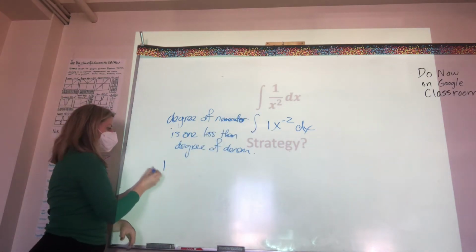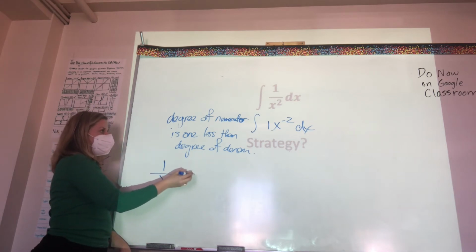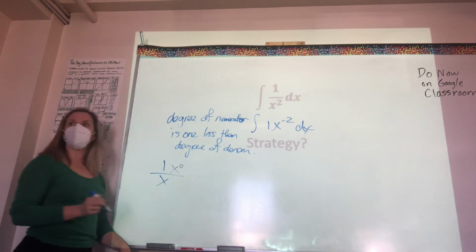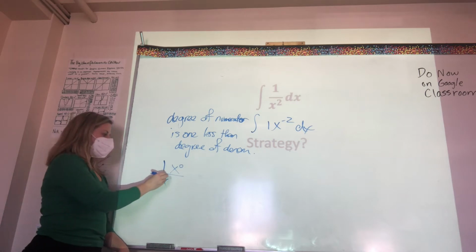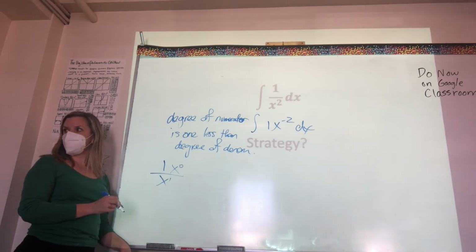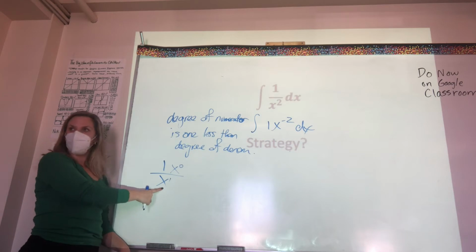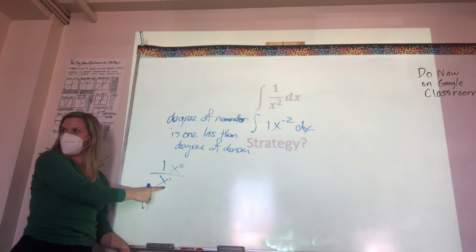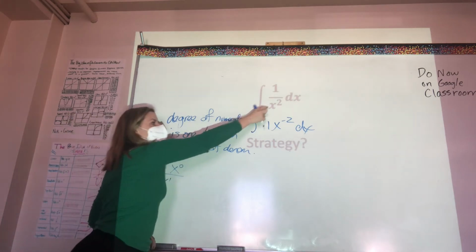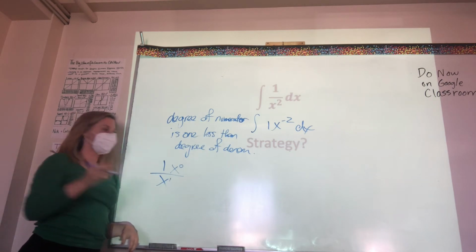If you have 1 over x, why is the numerator degree 0? Because it's x to the 0, like there's no x's, x to the 0 is 1. This is x to the 1, so it's bottom heavy by 1, is a different way to say it. This is bottom heavy by 2 degrees. That's when you use ln.